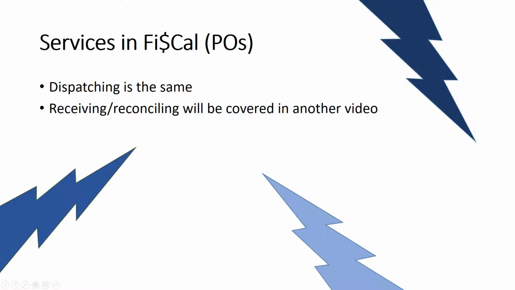That's all for the differences when you're making a service purchase order instead of a goods purchase order. Dispatching is the same, and the receiving or reconciling process will be covered in a different video, but it too is very similar to receiving or reconciling for a goods purchase.